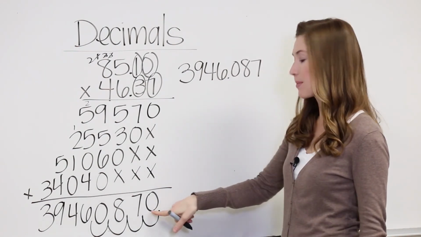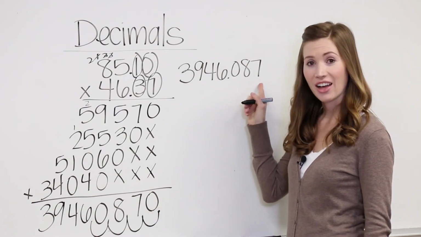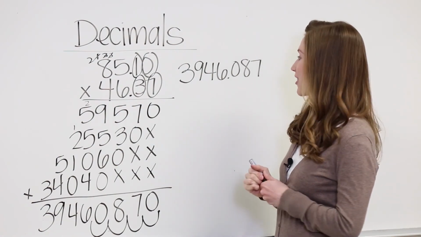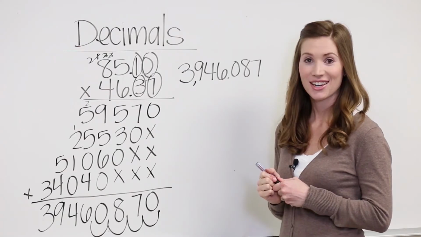Now, just like last time, I'm going to drop that last 0 because it's not going to affect the value of our final product. Let's read our final product together. 3,946 and 87 thousandths. Great job.